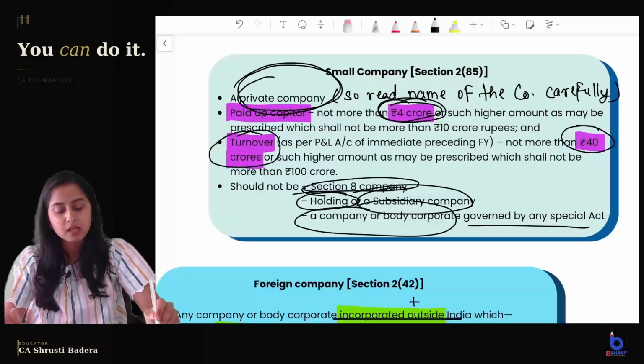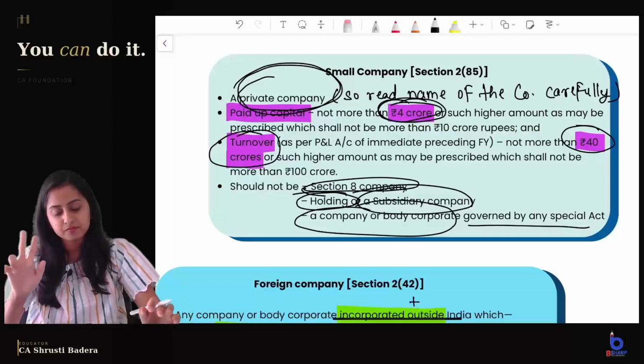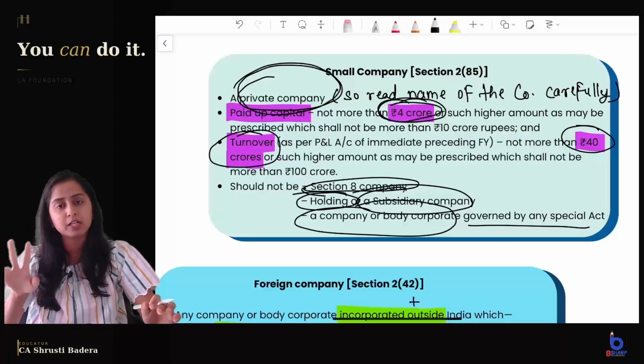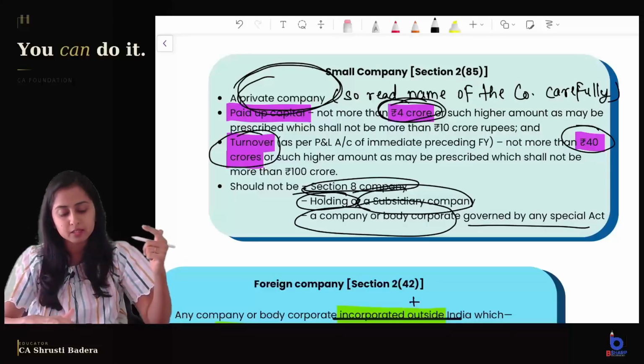So how many conditions are there? Almost 6 to 7 conditions. Always a private company, paid up share capital not more than 4 crores, turnover as per the preceding financial year's profit and loss account not more than 40 crores, not a holding company, not a subsidiary company, not a section 8 company, not a company governed by any special act.